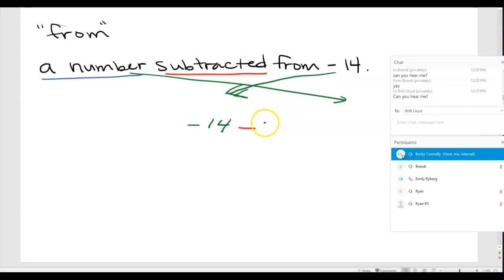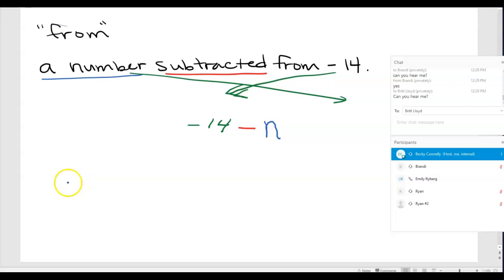Okay, so that's just a word to watch out for. Like I said, people usually will write this down as n minus a negative 14, which means something totally different. So watch stuff like that. And then let's look at this next one.